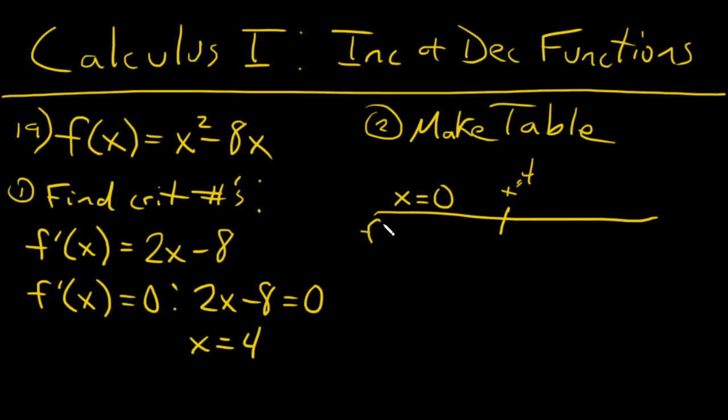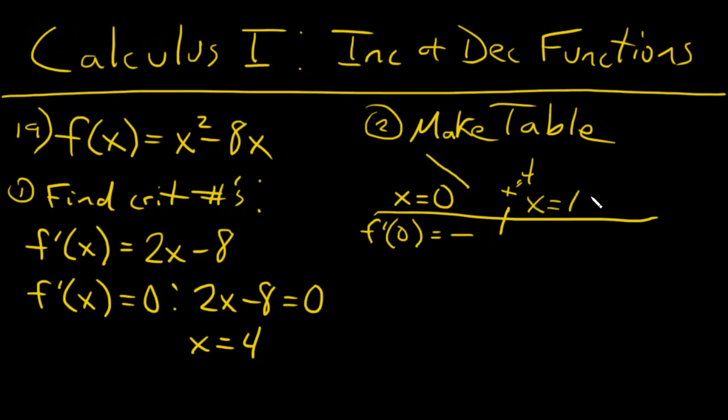So I'm going to feed that into my f prime. So f prime of 0 is going to equal, well, f prime is 2x minus 8. So when I plug that 0 in for x, I'm going to get 0 minus 8, which gives me negative 8, which is negative. I don't really care about the value. What I care about is the sign of the answer. And since it is negative, the slope is negative, that means that it is decreasing. It's going down.